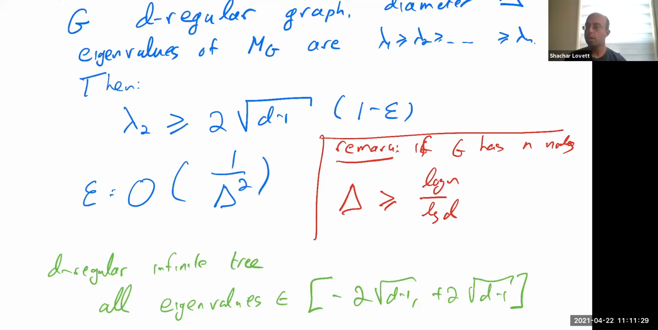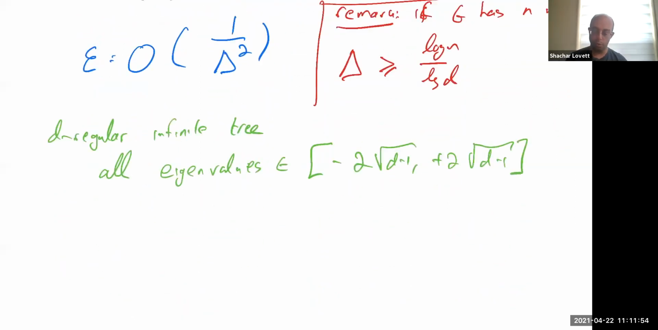Any questions? Is everything clear? Again, even if you didn't follow all the calculations last lecture for this d-regular infinite tree, we're not going to rely on that. So what we're doing today is independent, and really the reason we wanted to show these calculations is to explain why this 2 root d minus 1 is a natural number that comes up here.